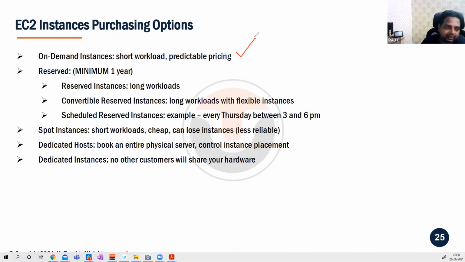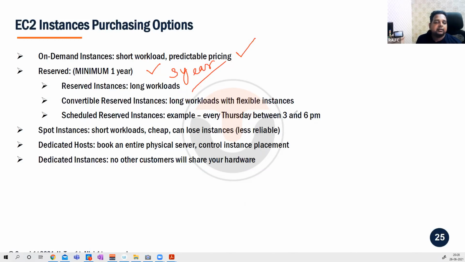The second type is called reserved. What is a reserved? I go and purchase this machine, rent it for a longer period. For 1 year, this will be up and running only for me. I go and reserve it. Minimum 1 year, your plans are 1 year to 3 year, and beyond. Whenever you reserve it for 1 year or 3 year, it's going to save a lot of cost for you.